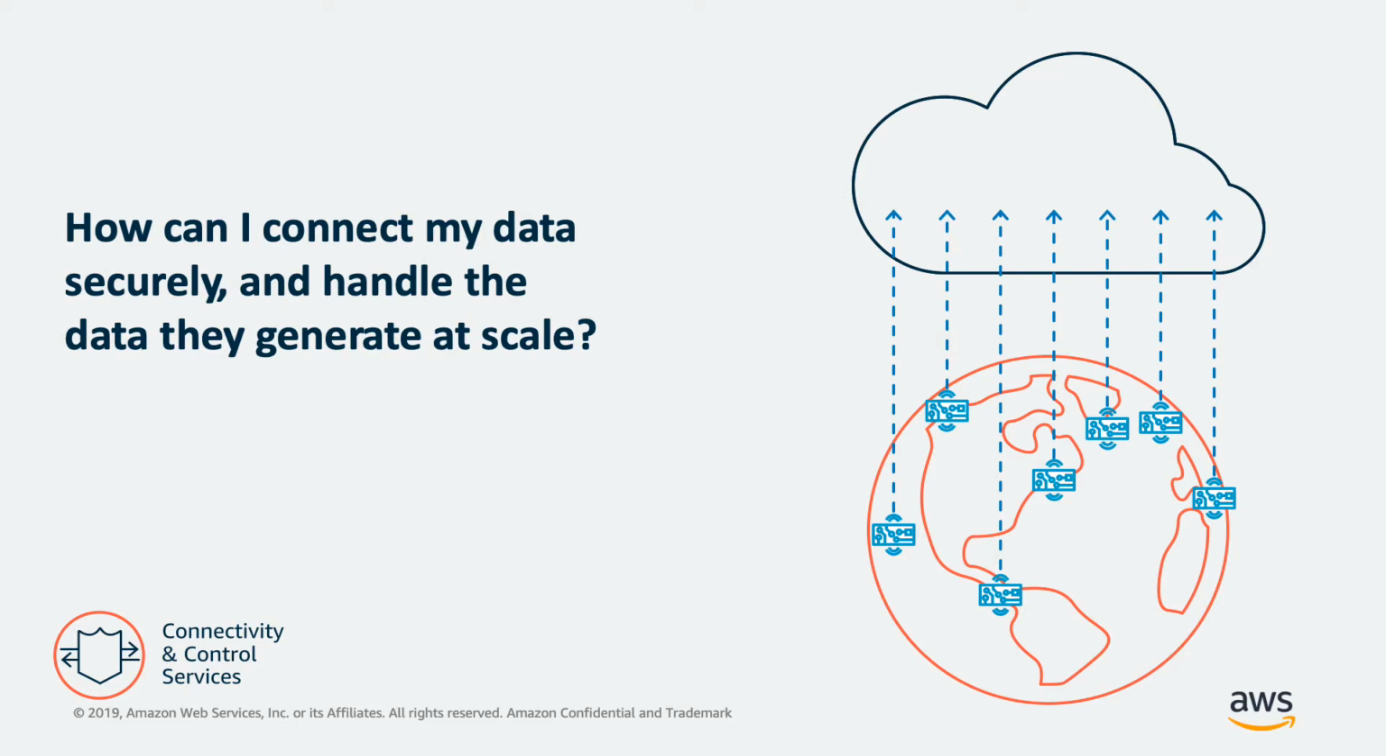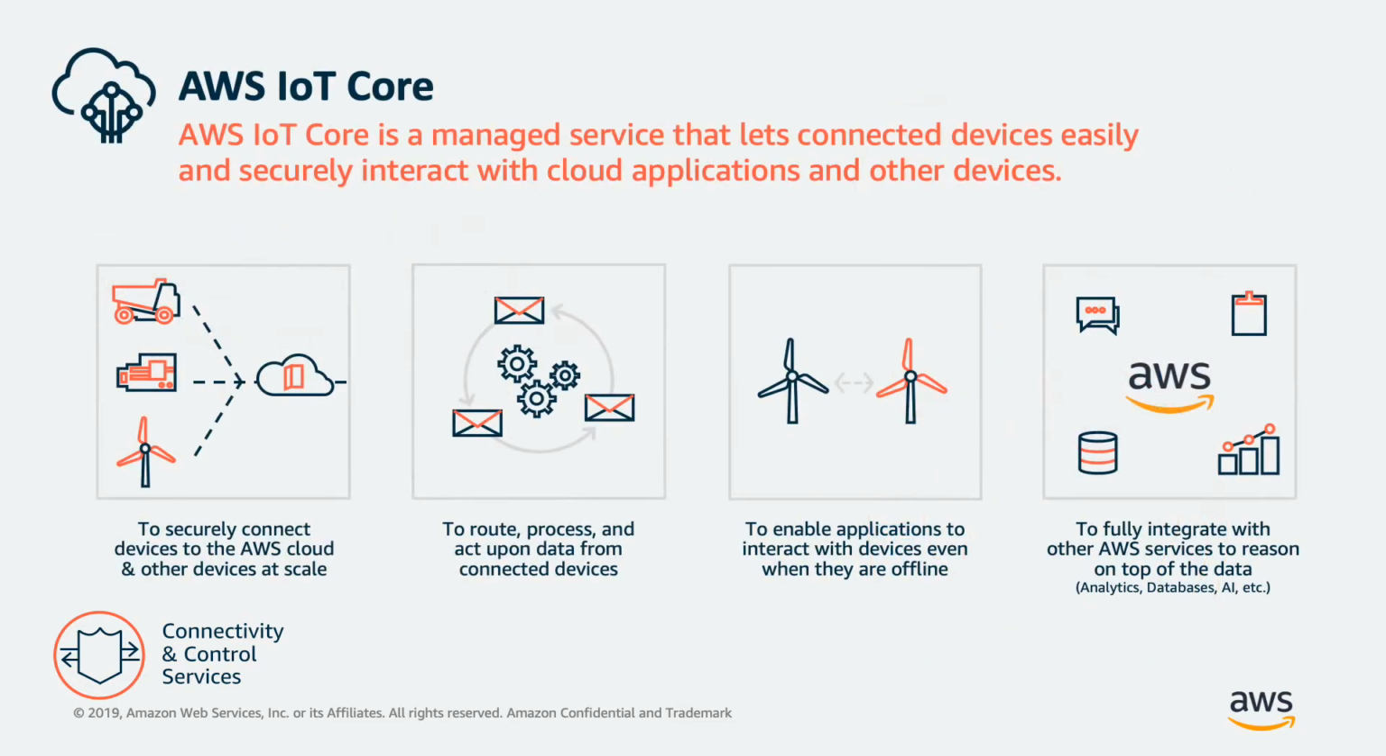So as we saw earlier, we talked about the IoT virtuous cycle. Now the question becomes, particularly under this category of connected and control services, how can I connect my data securely and handle the data they generate at scale? And one of the services that really starts to address this is a service called AWS IoT Core. Our cloud based service, AWS IoT Core, really forms the backbone for IoT deployments to securely connect all your devices and handle their data at scale.